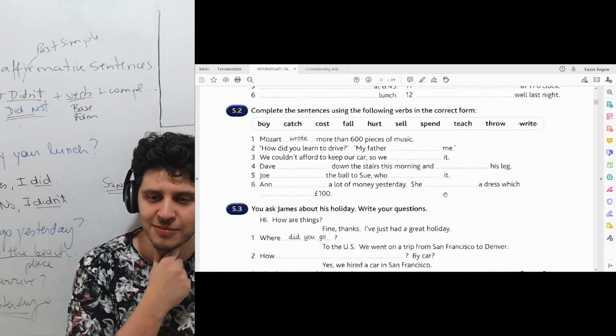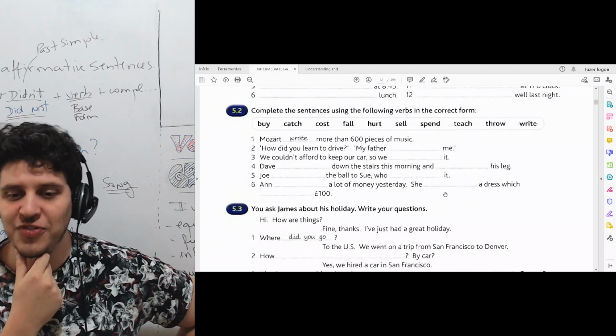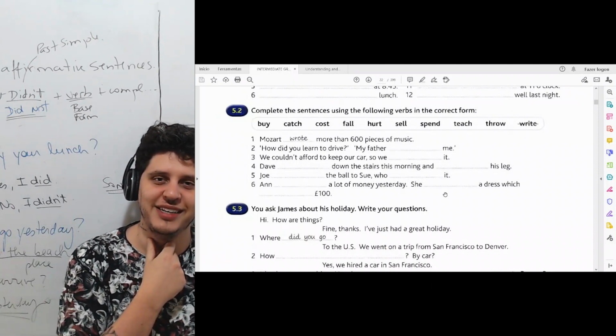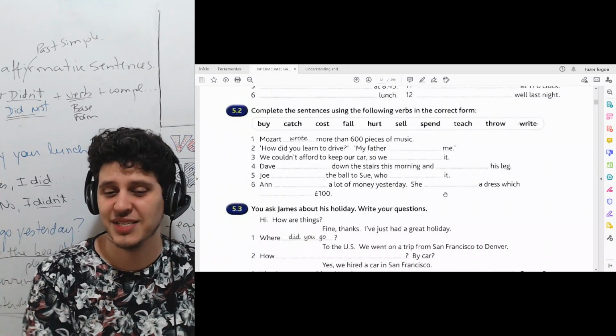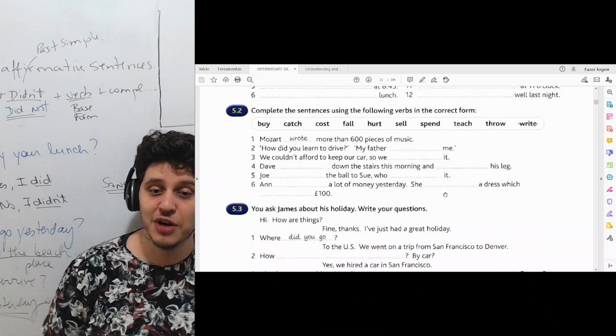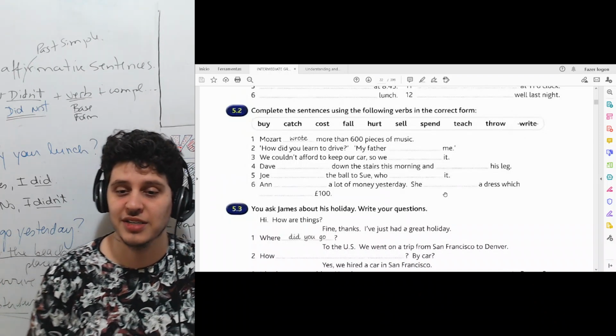Number 4, Dave fell down the stairs this morning. Dave fell down the stairs. Poor Dave. And he broke his leg. Oh my God. No, not he broke.